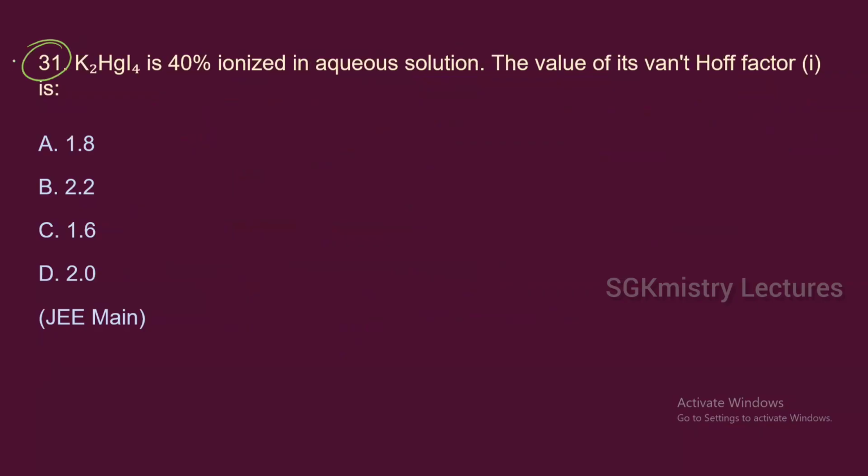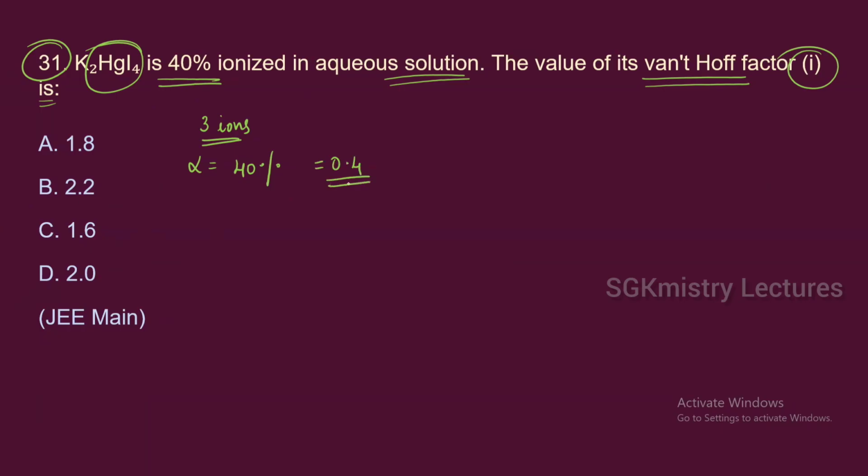Next, coming on to question number 31. K2HgI4. This particular compound is 40% ionized in aqueous solution. The value of its Van 't Hoff factor, that is i, is asked. Okay, so now let us look into this particular compound. We know that there are 3 ions that are formed by the dissociation. Also the alpha is given, that is 40% ionized. So that means alpha value is 0.4.